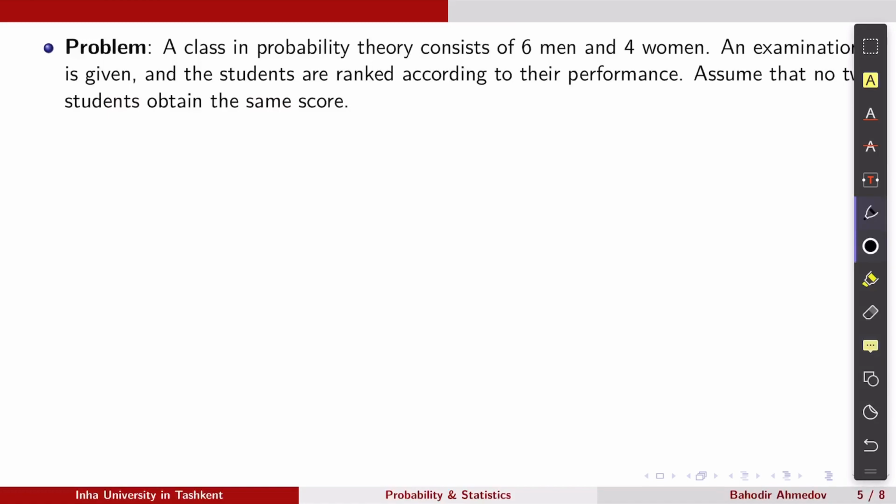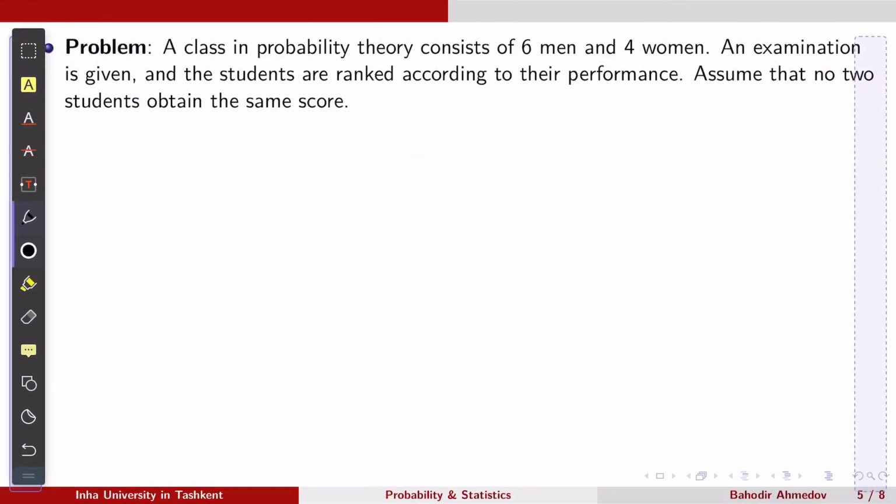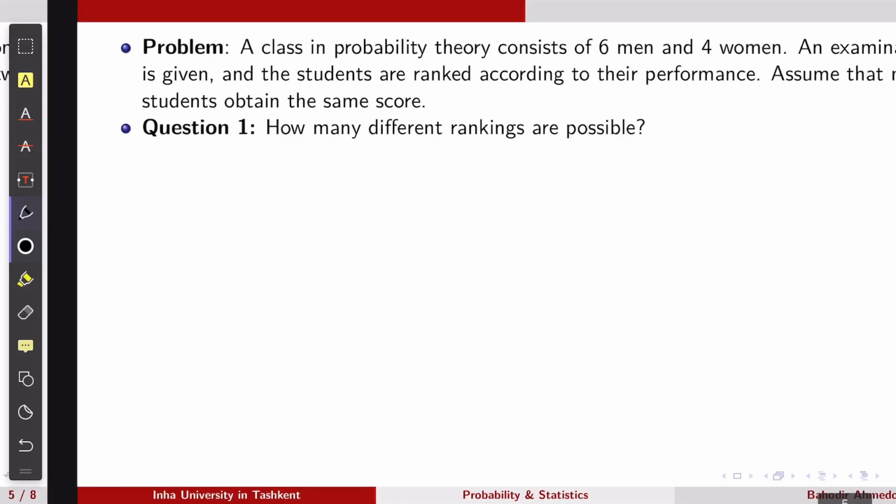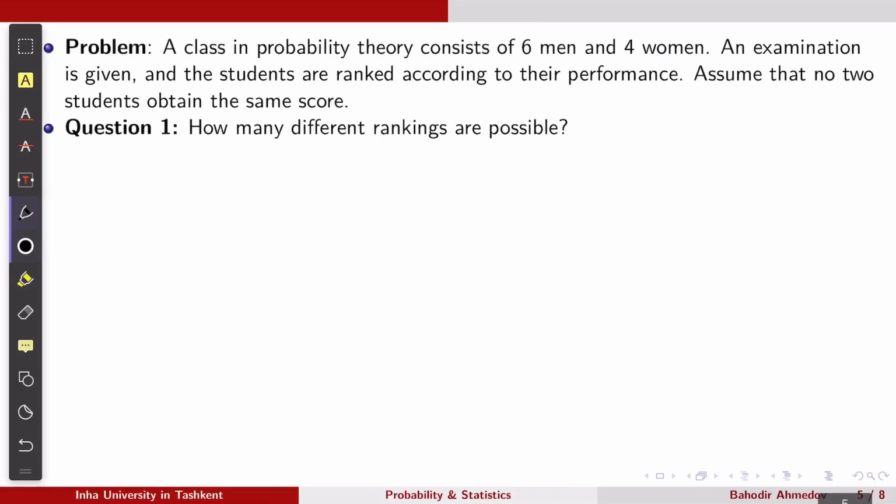A class in probability consists of 6 men and 4 women. An examination is given, and the students are ranked according to their performance. Assume that no 2 students obtain the same score. So there are 10 students, right? So how many different rankings are possible?